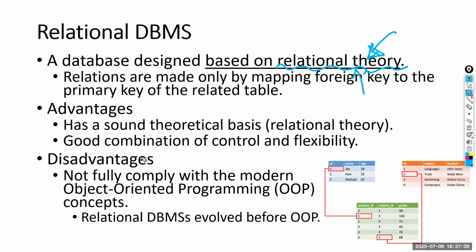But the key disadvantage is lack of support for object-oriented programming. Because relational database management systems came before the object-oriented programming concept evolved. Relational databases came in the latter part of the 1980s, object-oriented concepts came in the early part of the 1990s. So obviously, relational databases never thought of object-oriented programming. That is the biggest disadvantage, but anyway, not a very big one, somewhat of a disadvantage.